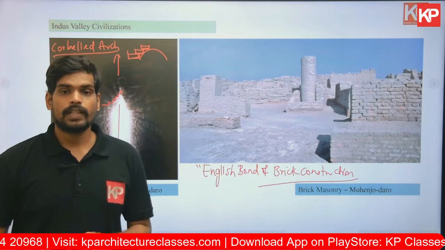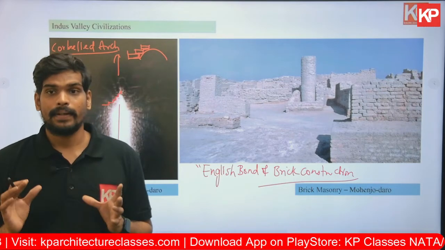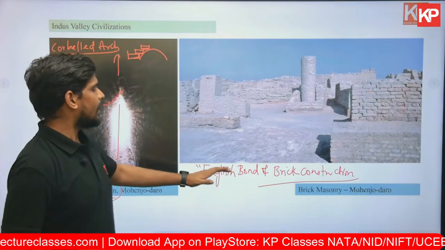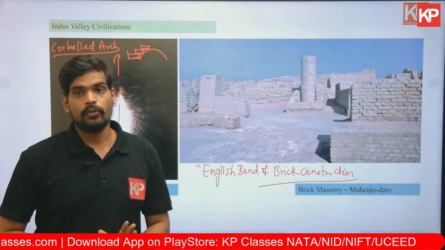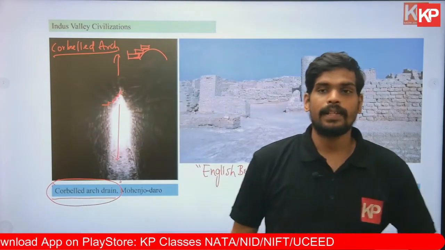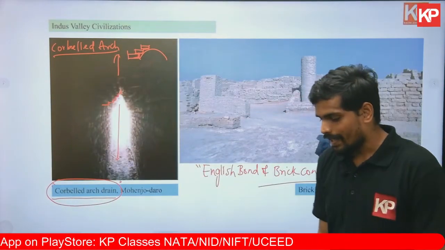In the next module, module 3, we will study building construction and building materials. We will look into the details of brick masonry over there. So remember, English bond of brick masonry was typically used in the Indus Valley cities, not one, but all the Indus Valley cities. So these are some details about the Indus Valley civilization.